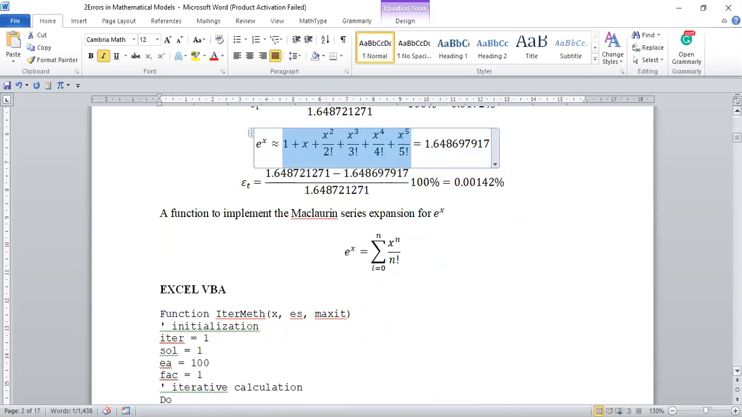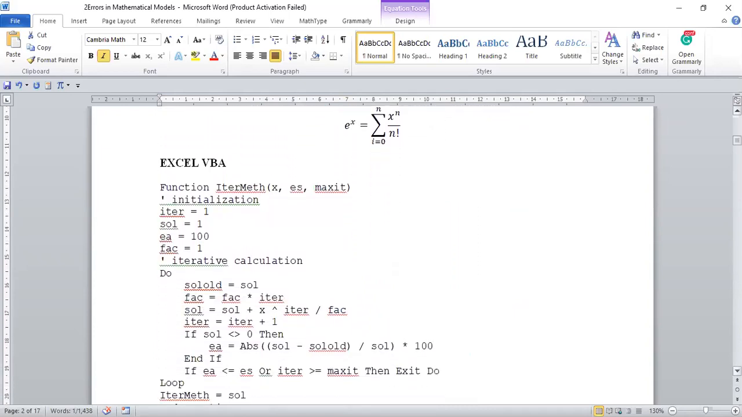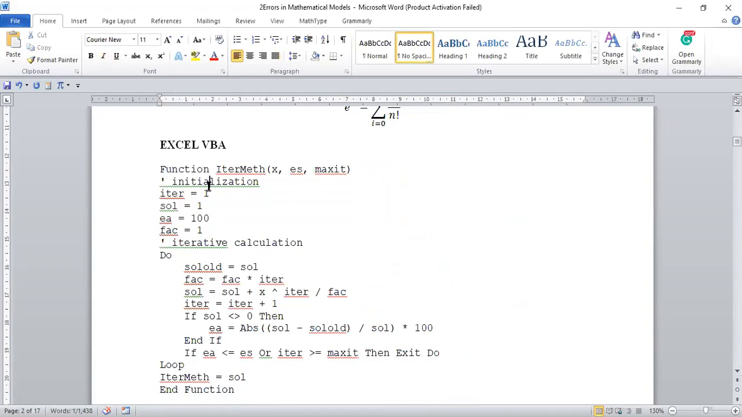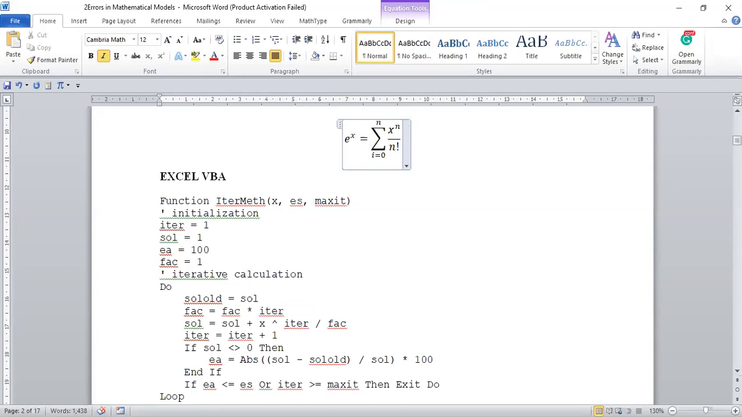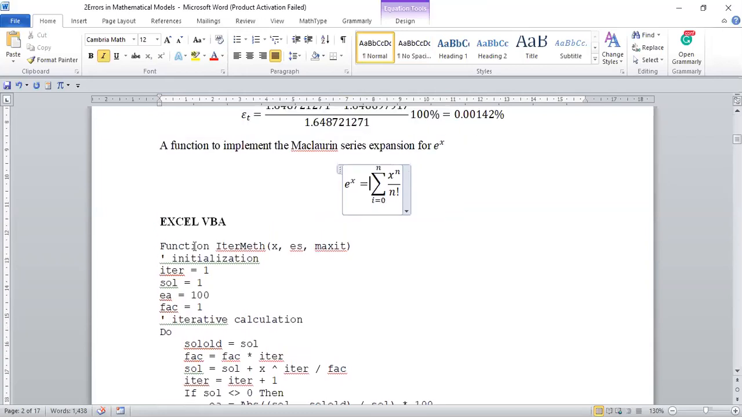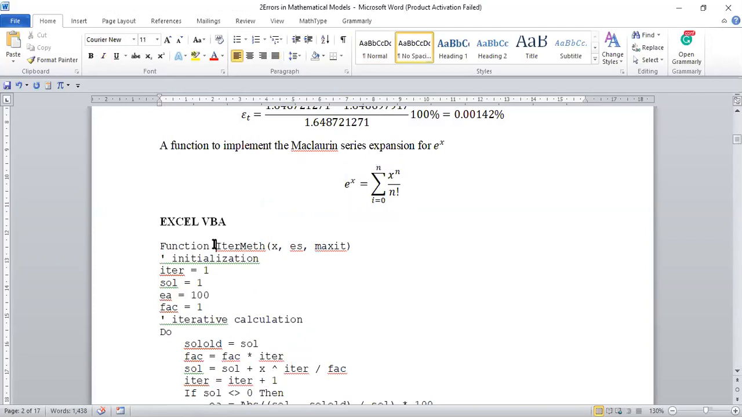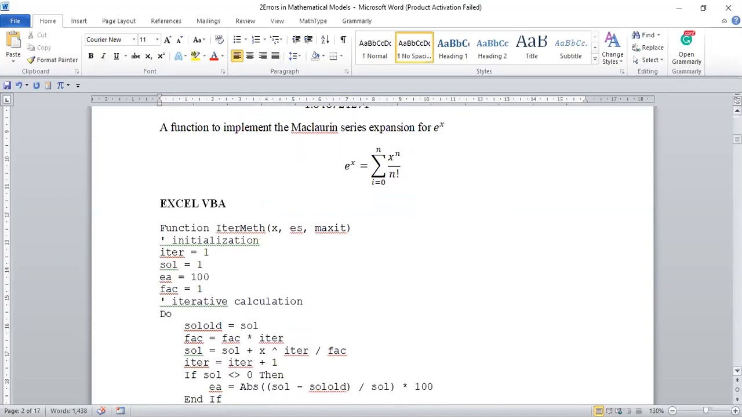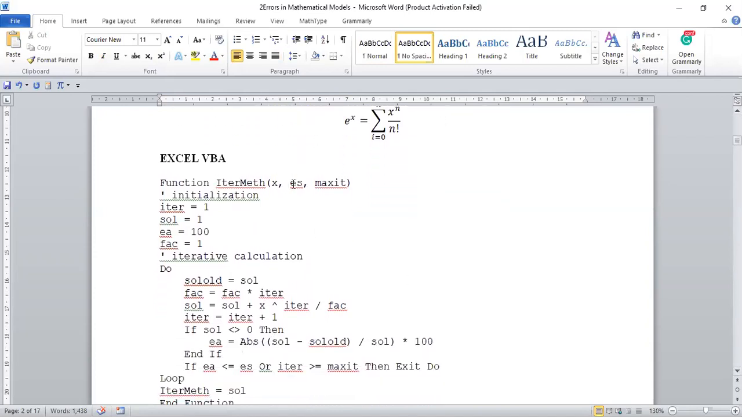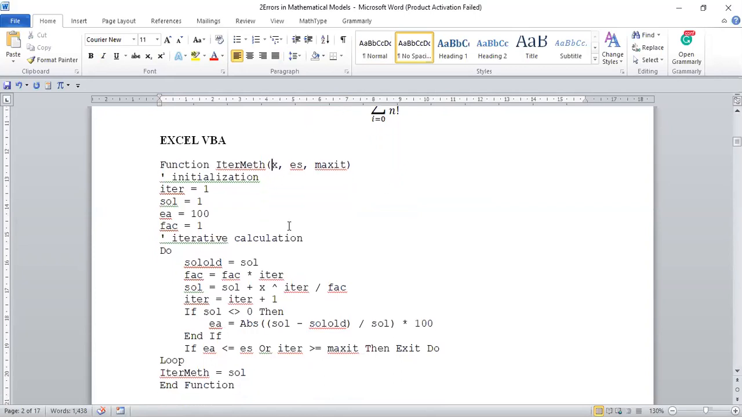The next thing we are going to do is write a function in Excel VBA to solve this particular problem we did. The aim of the code is to calculate the exponential of x. So we have three arguments. Let me tell you what the program is doing. The aim of the program is to calculate the exponential of x using the Maclaurin series.